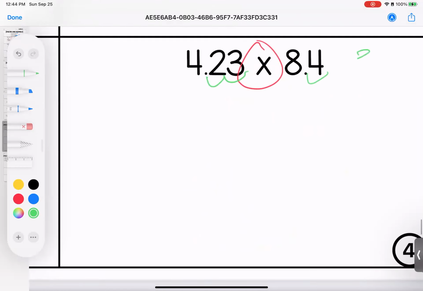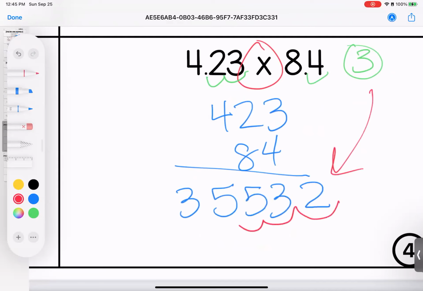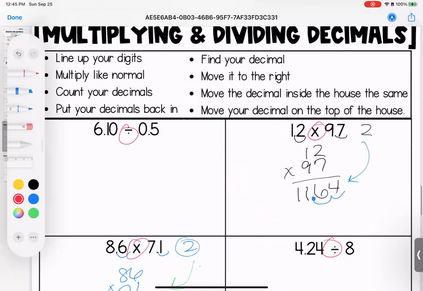1, 2, 3. Multiplying 423 and 84, getting 35,532. Really stretched you on this one, huh, loves? Moving the decimal, 3.5532 (3 and 532 thousandths). All right, let's go back to our division.